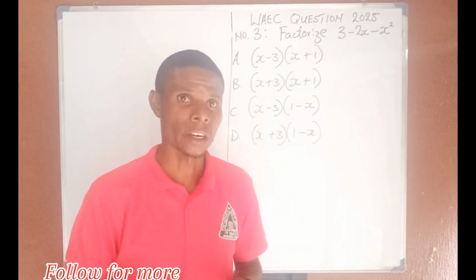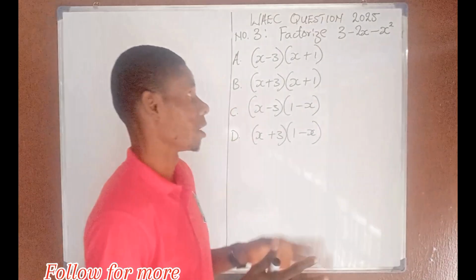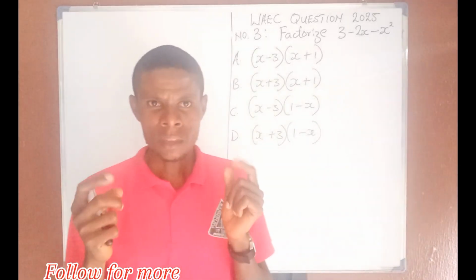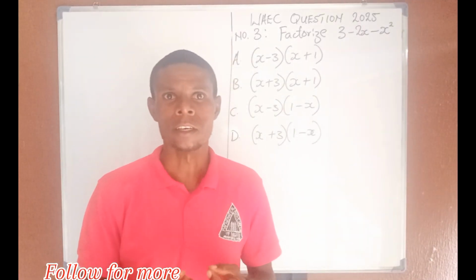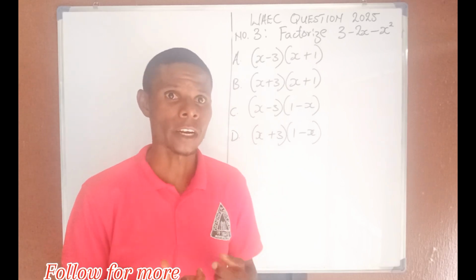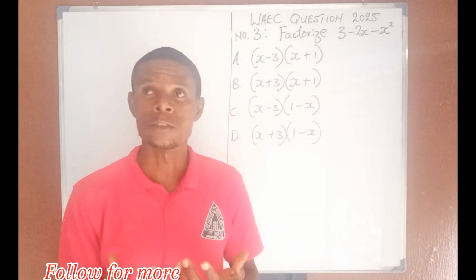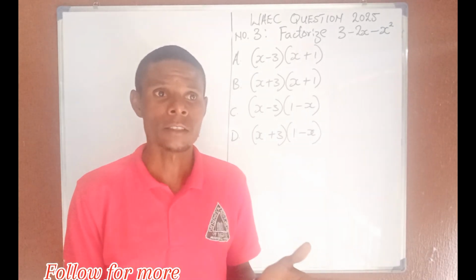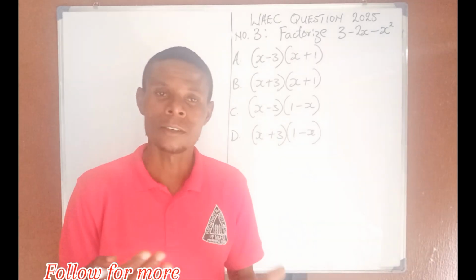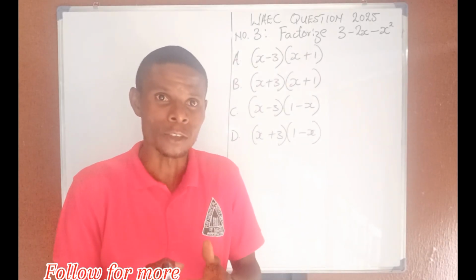We are asked to factorize 3 minus 2x minus x squared. Okay, we are going to use what I normally call the scissors method for this. Factorization, or factorize, simply means a situation where you are trying to separate two or more things, maybe rice and beans, rice and stone, something like that. So you need to separate them.